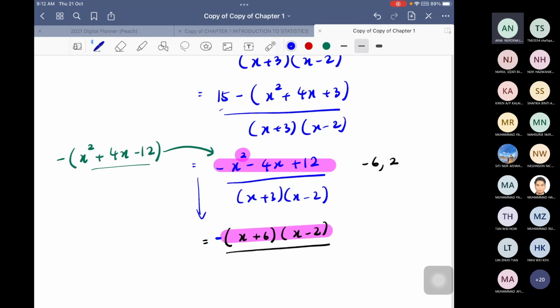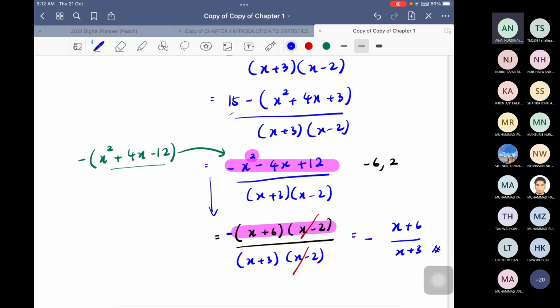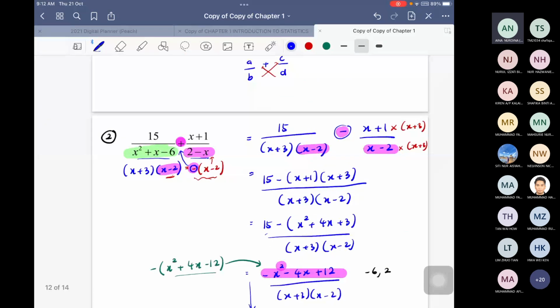Okay, now let's try to simplify this. Let's see if there are terms that we can simplify. Okay, we do have a common term. If you look, top and bottom both have x tolak 2, so we can cancel them. So automatically the simplest form for this is negative x tambah 6 per x tambah 3. So this is going to be our final answer. That's it. Okay, so that is how you deal with fractional expressions.